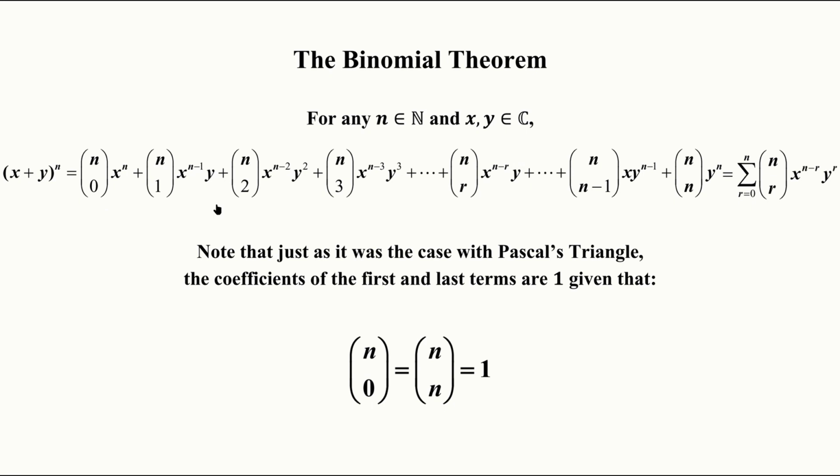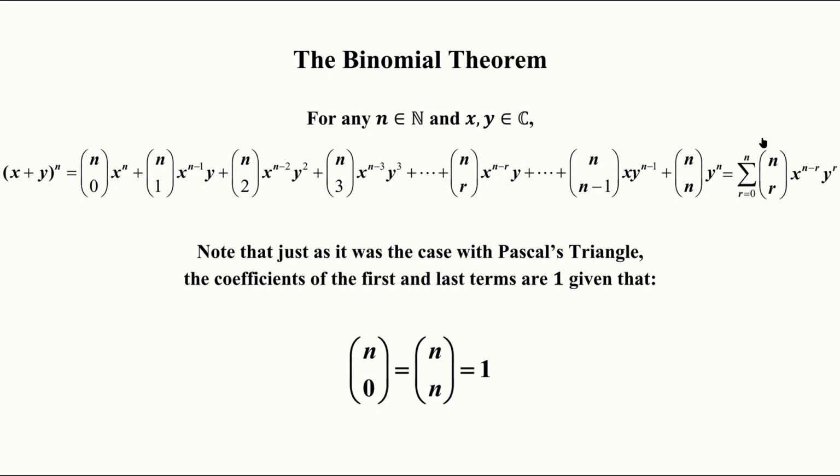Now, this expression right here is quite daunting, right? But if you remember the summation notation, if I use r for the summation index, I can just rewrite this as the sum from r equals 0 to n of n choose r times x to the n minus r, y to the r.